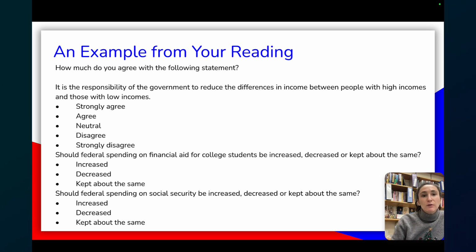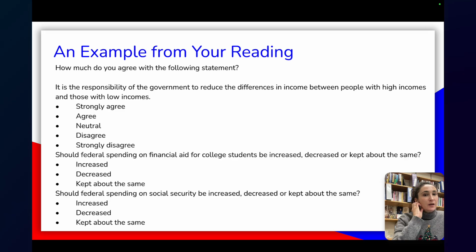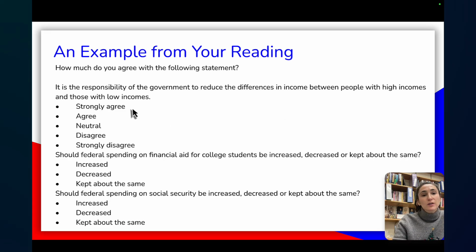So how much do you agree with the following statements? Okay, now to be clear, this is not all of the possible questions you could ask, but I wanted to give you a sense of what they're looking for. It is the responsibility of the government to reduce the differences in income between people with high incomes and those with low incomes. Strongly agree to strongly disagree. Should federal spending on financial aid for college students be increased, decreased, or kept about the same? Should federal spending on Social Security be increased, decreased, or kept about the same?